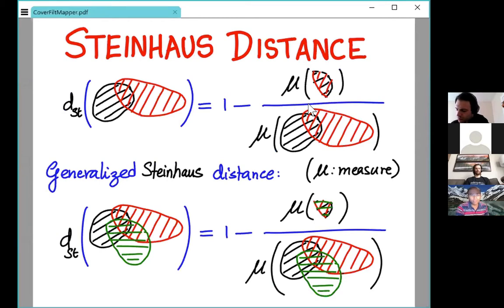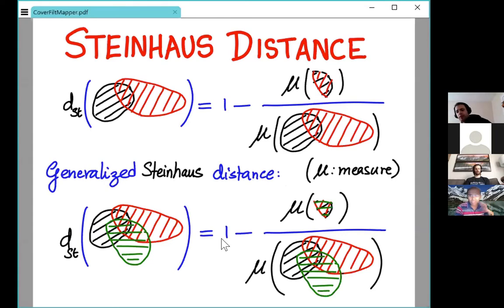So again, 1 minus measure of intersection over measure of union is a Steinhaus distance. And then we can generalize that to multiple cover elements and not just pairs. So 1 minus measure of intersection over measure of union, and that's what we will use in general. But in many instances, the cardinality, just the count measure, is sufficient.